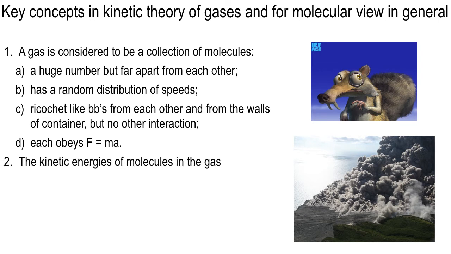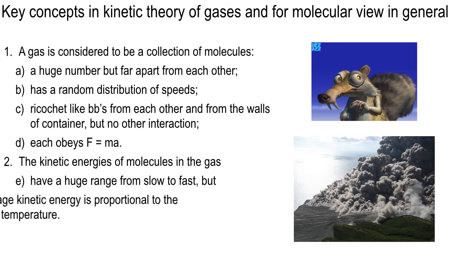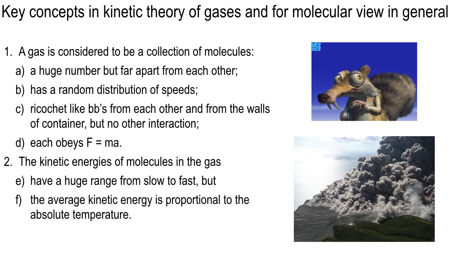Now, the kinetic energy of the molecules in the gas, because they have a large random distribution of speed, there's a huge range from slow to fast. But the average kinetic energy is actually proportional to the absolute temperature. And that is why we began our first iClicker question of this day by asking you a question about average speed. Average speed is related to average kinetic energy. Right? So add up your kinetic energies and then divide by how many you have, and that'll be your average kinetic energy.